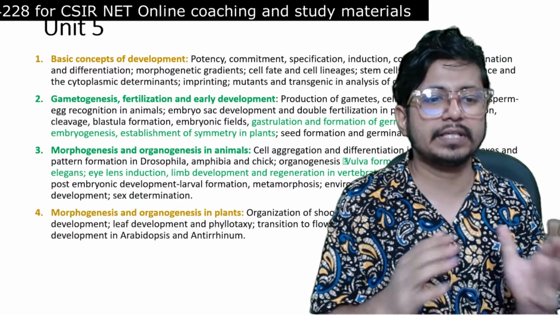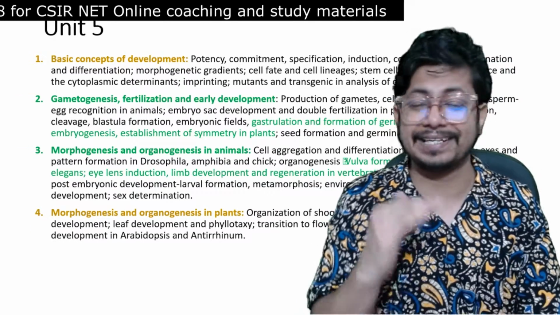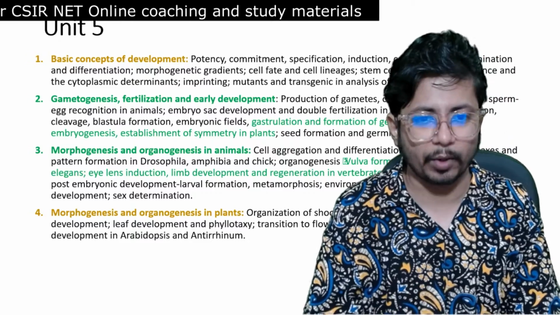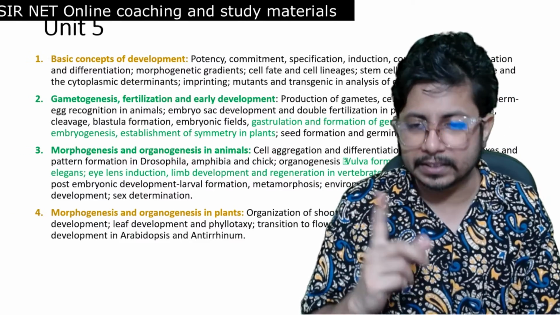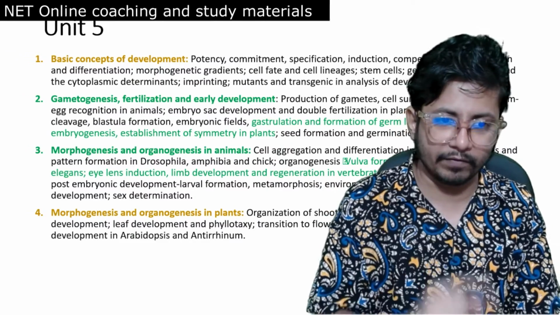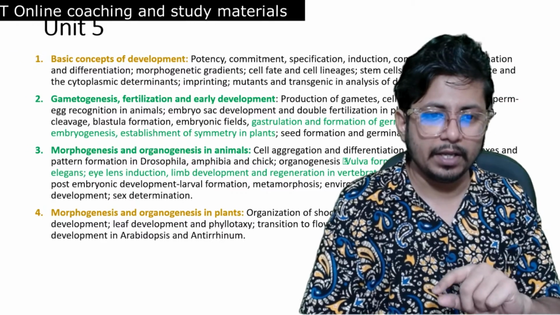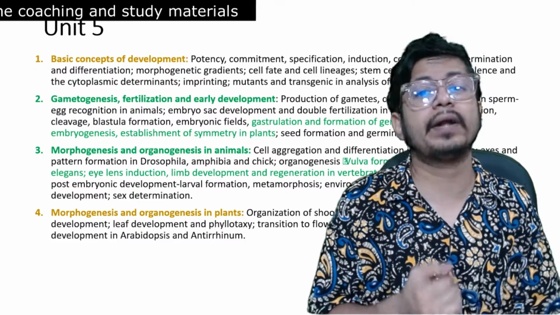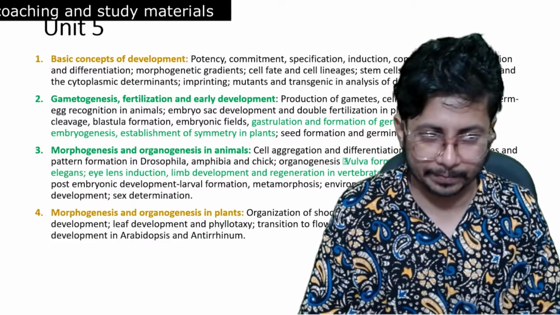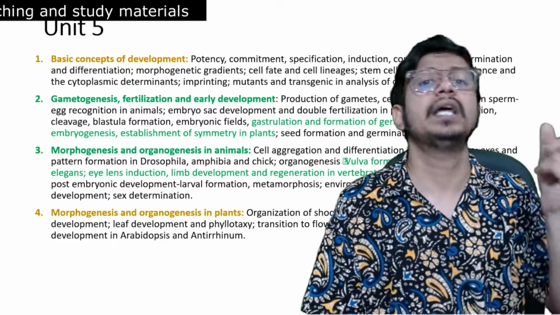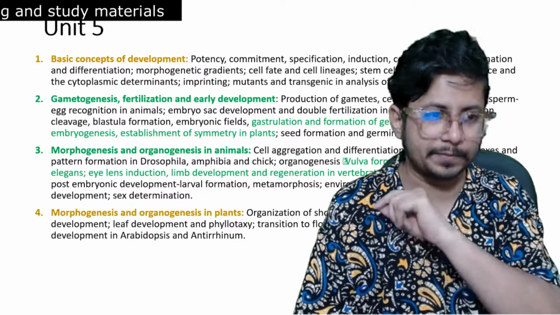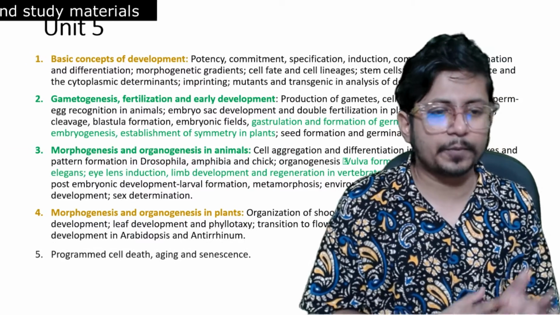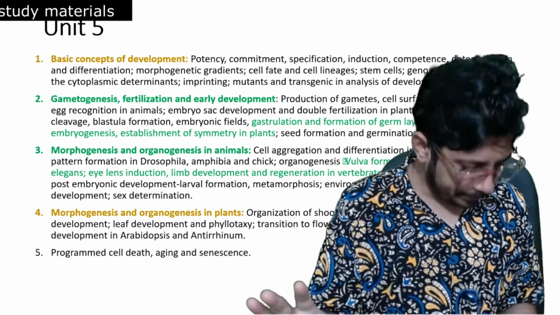Next is morphogenesis and organogenesis in plant in yellow color, moderately important. Shoot and root apical meristem formation, shoot and root development, leaf development, phyllotaxy, and flowering. Particularly the flowering part is really important for CSIR NET examination. Floral development and architecture is very important from the CSIR NET perspective. Okay. The next one is programmed cell death, aging, senescence. Not that important at all.